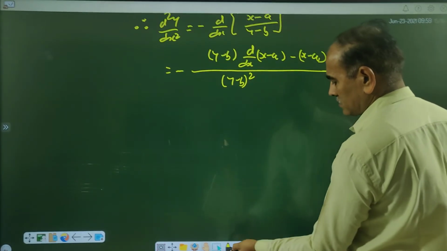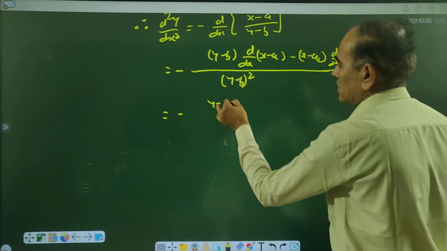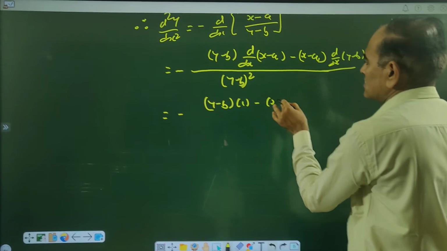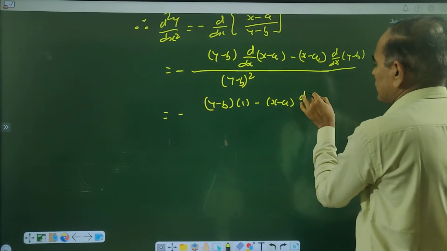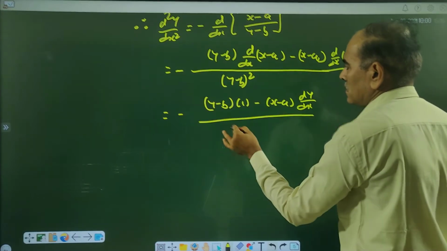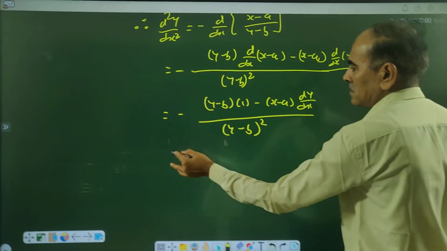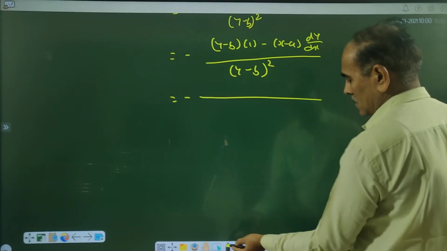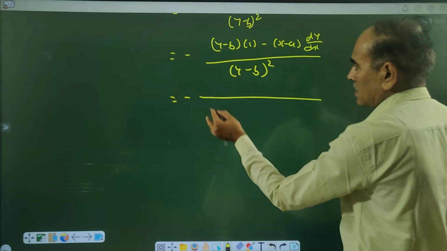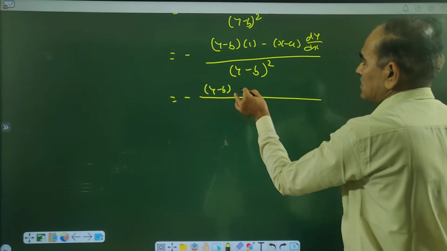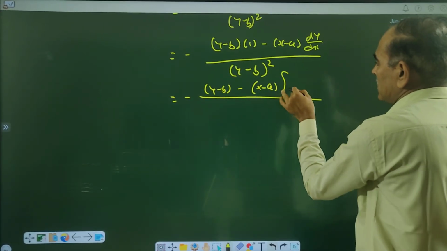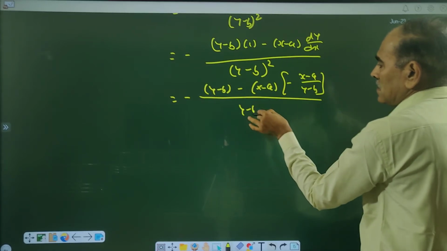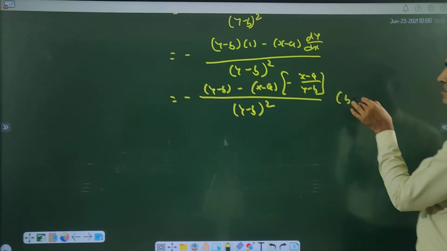So what do we get? Minus y minus b; you already see this one is 1 minus x minus a, this one is dy by dx over y minus b whole square. It is minus of x minus a over y minus b, replacing the value of dy by dx, x minus a over y minus b, whole square. And this is due to 1.